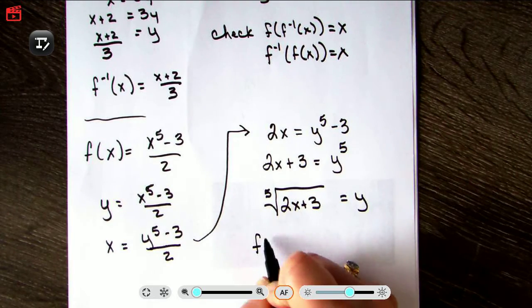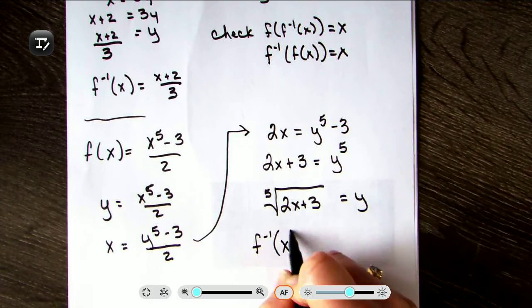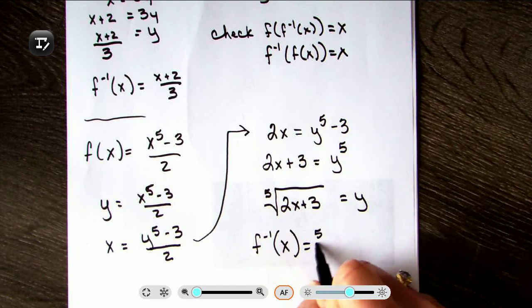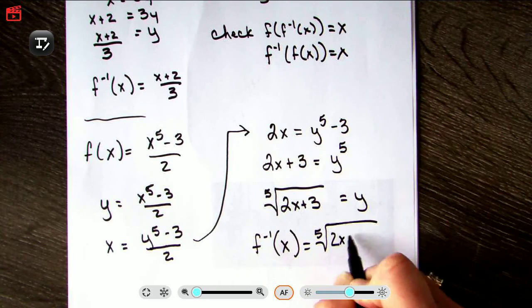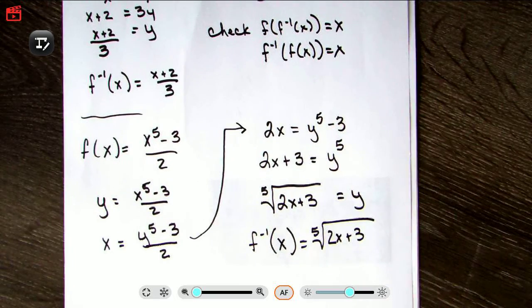So our inverse is this function here, the fifth root of, and make sure you get that whole 2x plus 3 underneath that radical symbol.